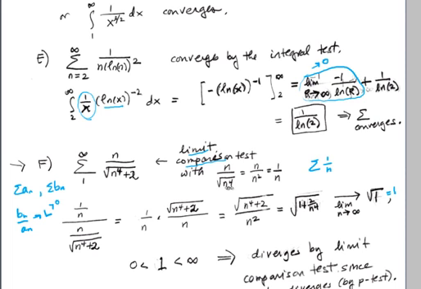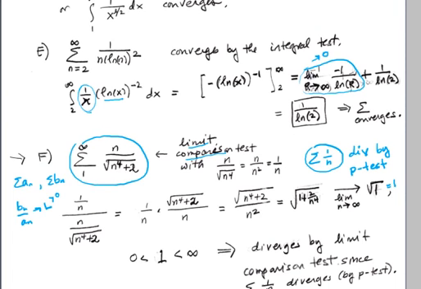Now 1 fits this criteria for L. It's bigger than 0, and it's not infinity. So that means this and this converge or diverge together. Well, this one diverges by the p-test. So we did the limit comparison test with something that diverges. That means this one must diverge as well. Okay, so that's what we have. We have divergence over there.